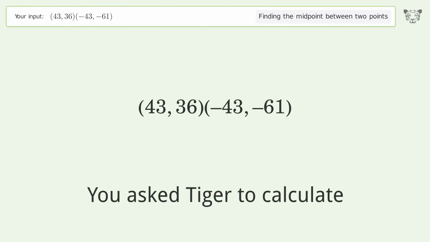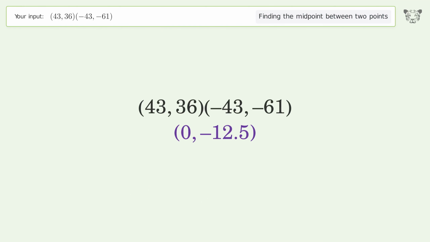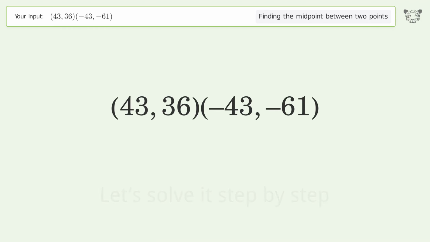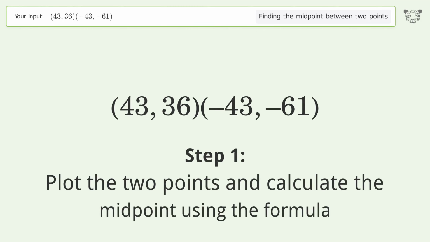You ask Tiger to calculate. This deals with finding the midpoint between 2 points. The midpoint between the 2 points is 0, negative 12.5. Let's solve it step by step. Plot the 2 points and calculate the midpoint using the formula.